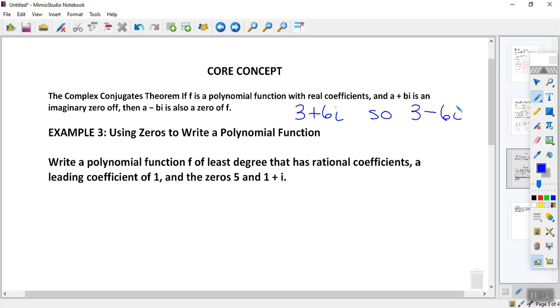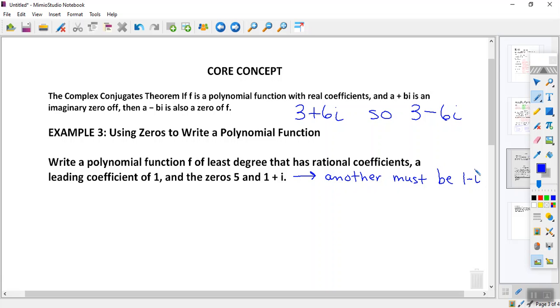Okay? So in example 3, it says, use your zeros to write a polynomial function. So in this example, they say, write a polynomial function f of least degree that has rational coefficients, whole numbers in other words, a leading coefficient of 1, but they tell me the zeros are what? 5 and 1 plus i. Guys, another root, so another has to be what? Another must be 1 minus i.